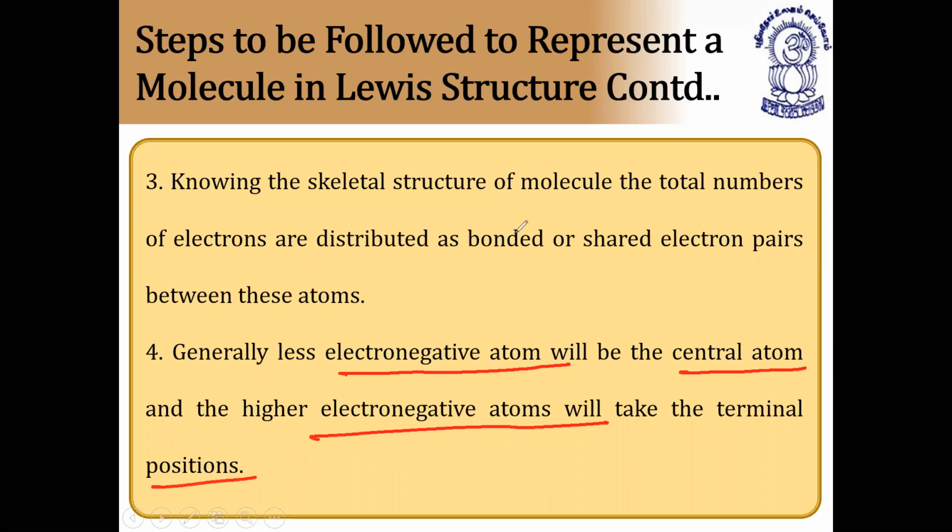So, for example, in the case of CCl4, carbon is the central atom, and chlorine takes the terminal positions because chlorine is more electronegative than carbon, and carbon is less electronegative than chlorine. So chlorine takes terminal positions and carbon takes the central position. So in this way you have to write while drawing the Lewis dot structures.